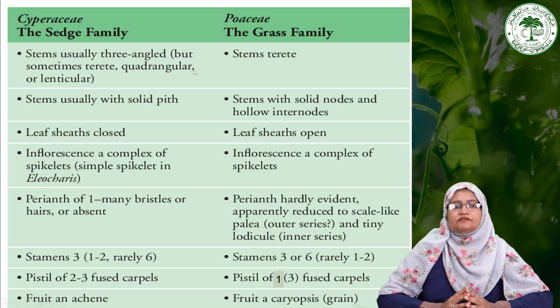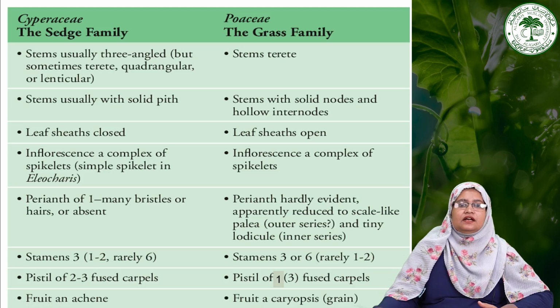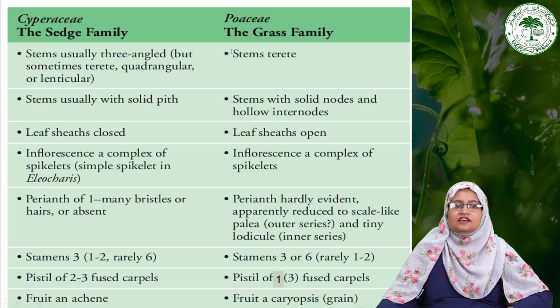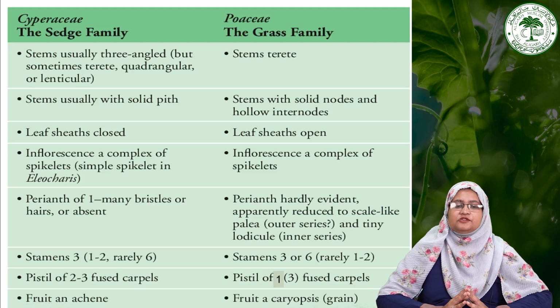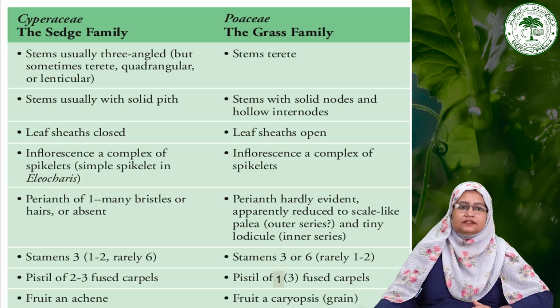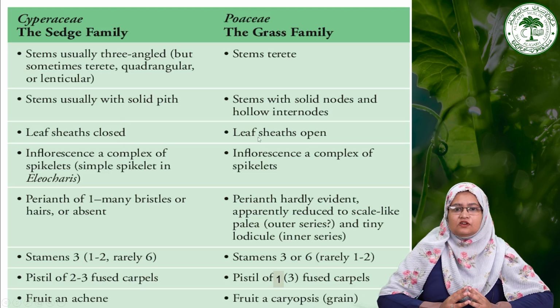Although both the families have quite similar characteristics, there are some differences. Like the stem is usually three-angled in Cyperaceae, while in Poaceae the stem is terete, which is called a culm. Although the stem is erect, it is cylindrical here, but there the stem is three-angled or sometimes maybe quadrangular. The stem is usually with solid pith in Cyperaceae, while in Poaceae the stem is solid at the nodes but hollow in the internodes. Then the leaf sheaths are closed in Cyperaceae as we have discussed earlier, and the leaf sheaths are open in the Poaceae family.